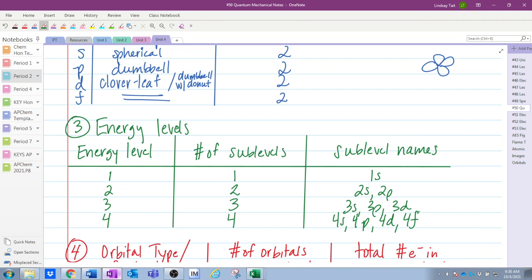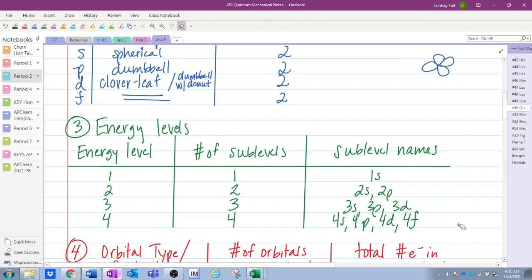So from this chart, it is important to note that not every single type of orbital exists on every energy level. So for example, guys, there's no F on the first energy level. There's no such thing as a 1F sublevel. 1F doesn't exist. 2F doesn't exist. The first time you can have any F orbitals is going to be on the fourth energy level.